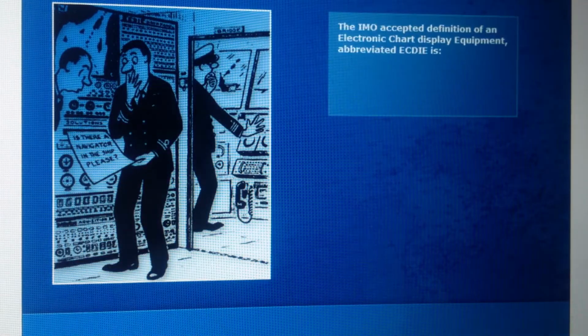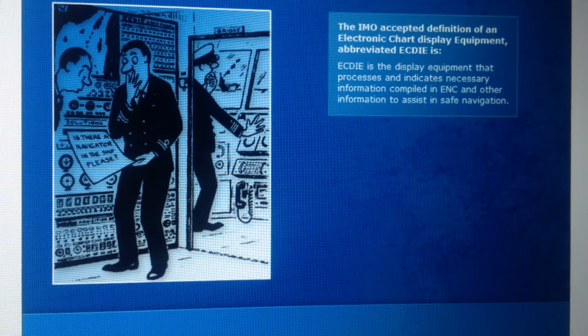The IMO accepted definition of an electronic chart display equipment, abbreviated ECDE, is: ECDE is the display equipment that processes and indicates necessary information compiled in ENC and other information to assist in safe navigation.